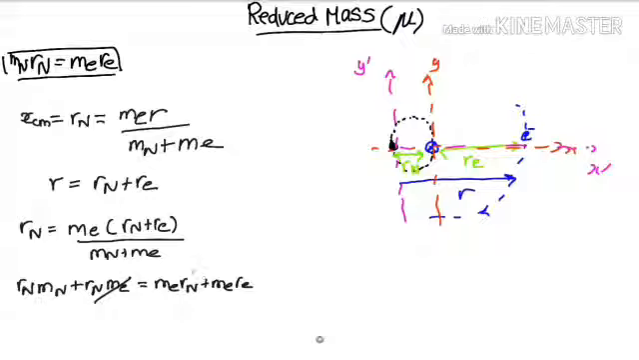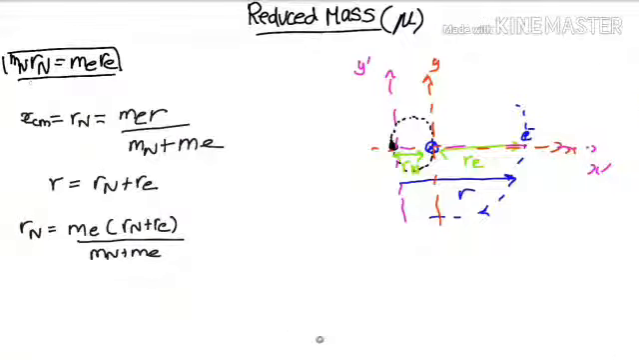Rn and Me is cancelled with Rn and Me. So you can say that, also you can, sorry for the mistake here, this is correct, here is the problem.